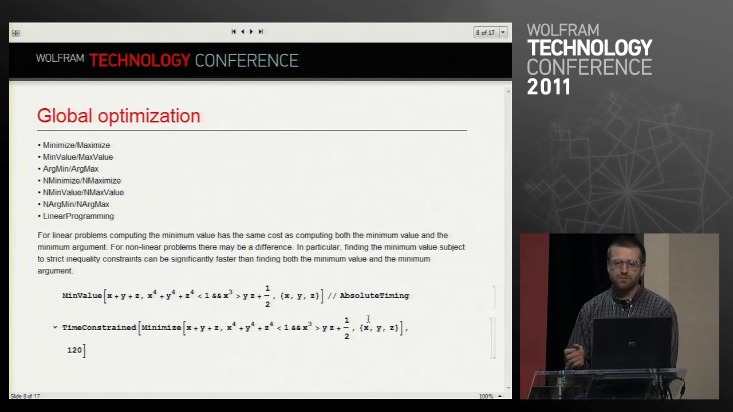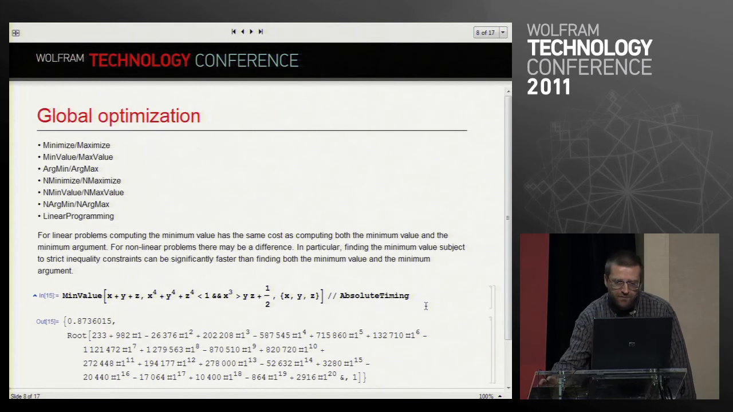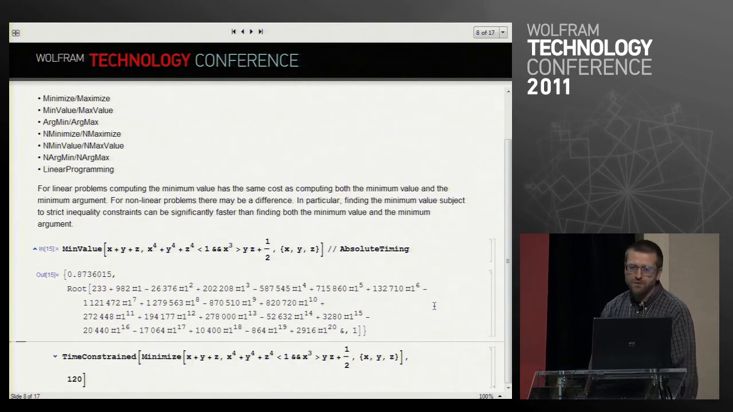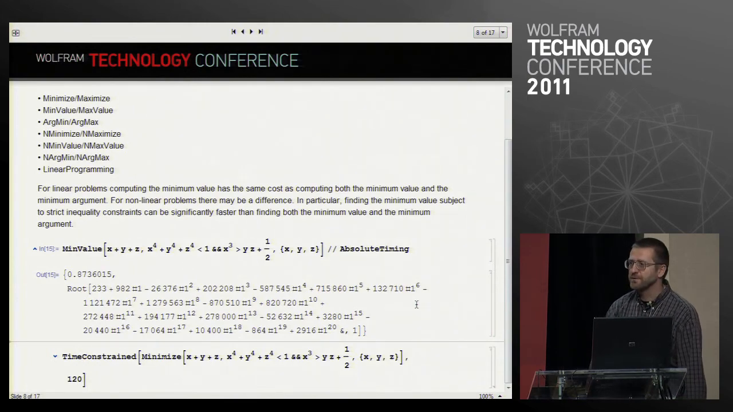For polynomial problems, especially if the constraints are strict inequalities, or equivalently, we are interested in just a full dimensional subset of the constraint set, computing the minimal value can be much faster than computing the minimal value and the point where it's attained. So here's an example. We can get the minimal value, it's equal to this root object, and we can get it in less than a second, and the Minimize here doesn't finish in 120 seconds.